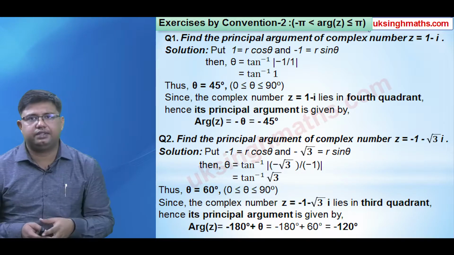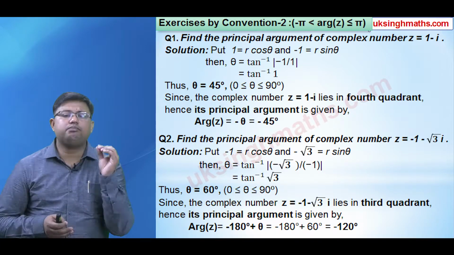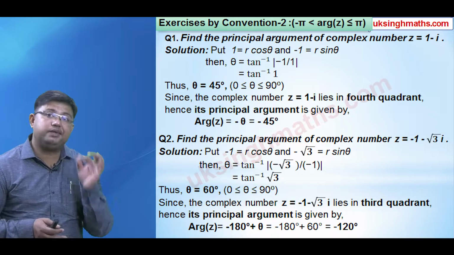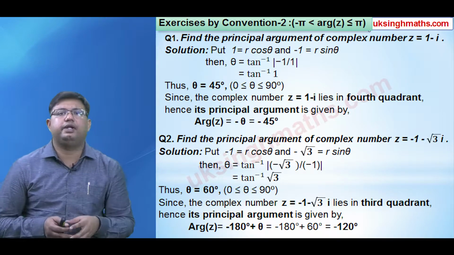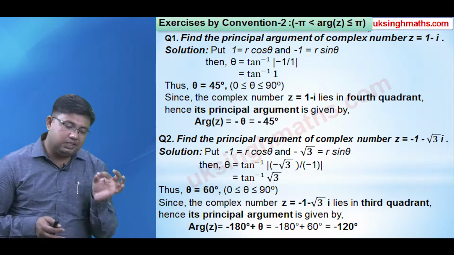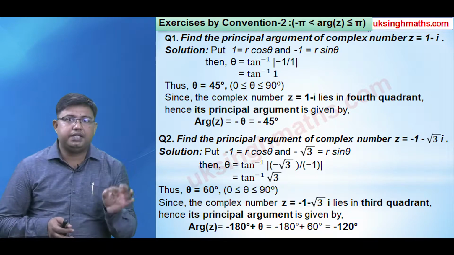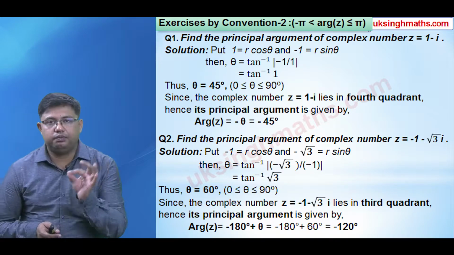Now it is clear that this complex number lies in the third quadrant. Now according to the formula given in the table, if a complex number lies in the third quadrant, its principal argument is given by the formula minus pi plus theta, or minus 180 degree plus theta, which comes out to be minus 120 degree.